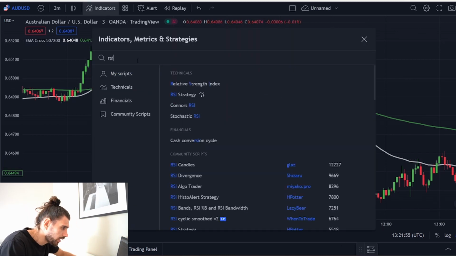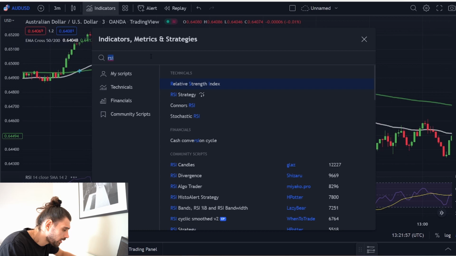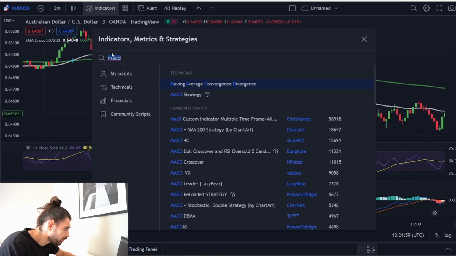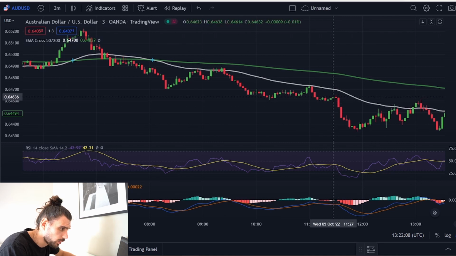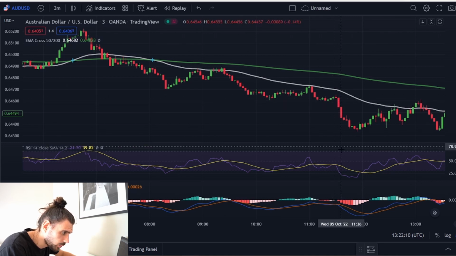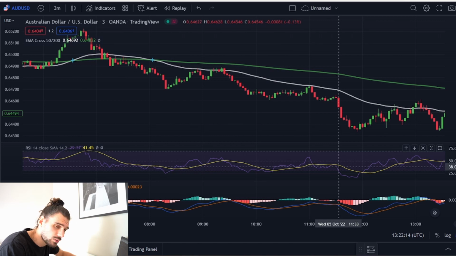So now we add our RSI and our MACD, and here quickly take a look at the candlestick right here. Where we had this fully engulfing candlestick, we see the RSI is far below the 50 level, so the momentum is pretty bearish. So I can assume the market will go lower, so I'm looking for shorts.